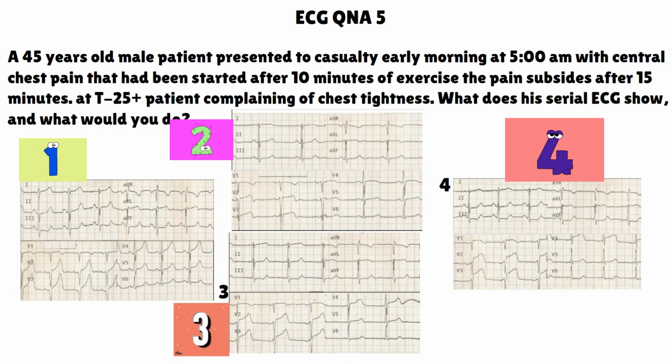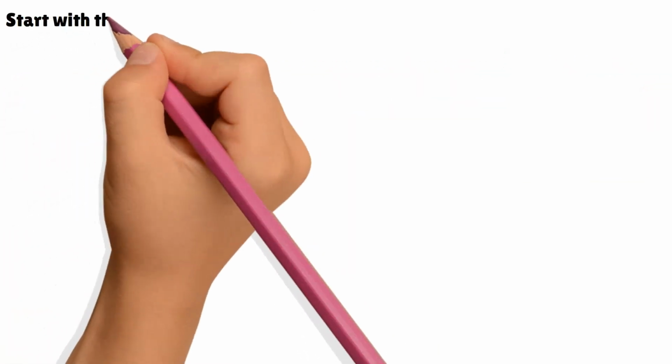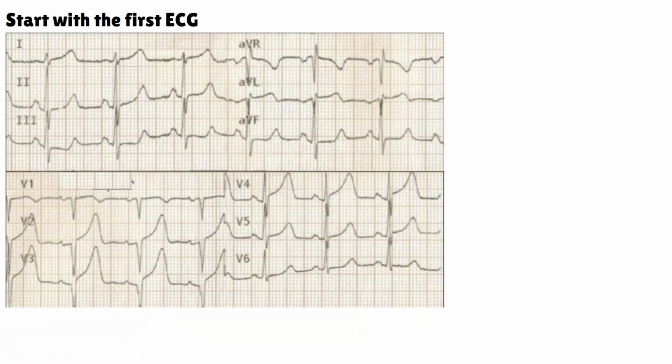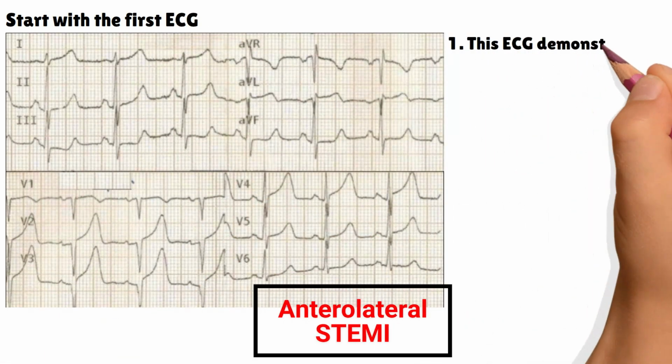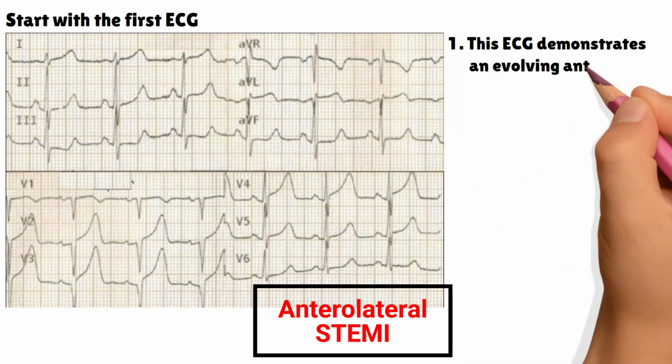These are the ECGs which were taken from time to time. So let's start with the first ECG. In the first ECG, there is an evolving anterolateral ST elevation MI.